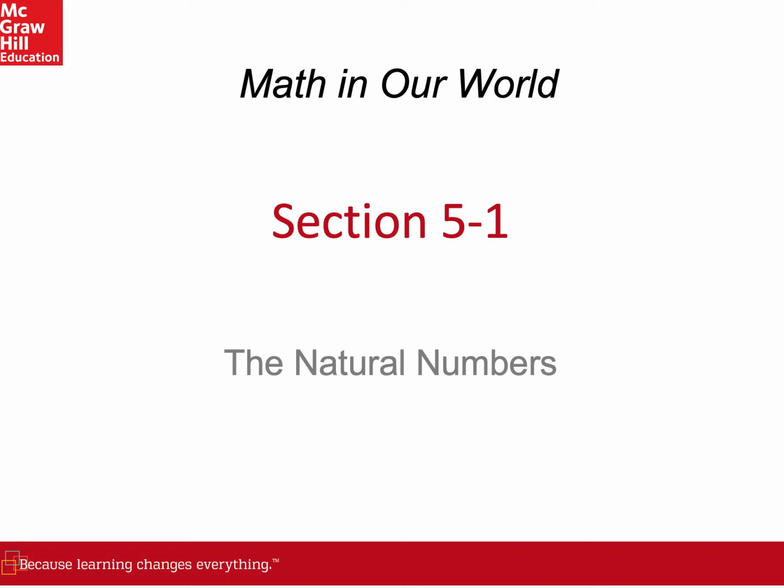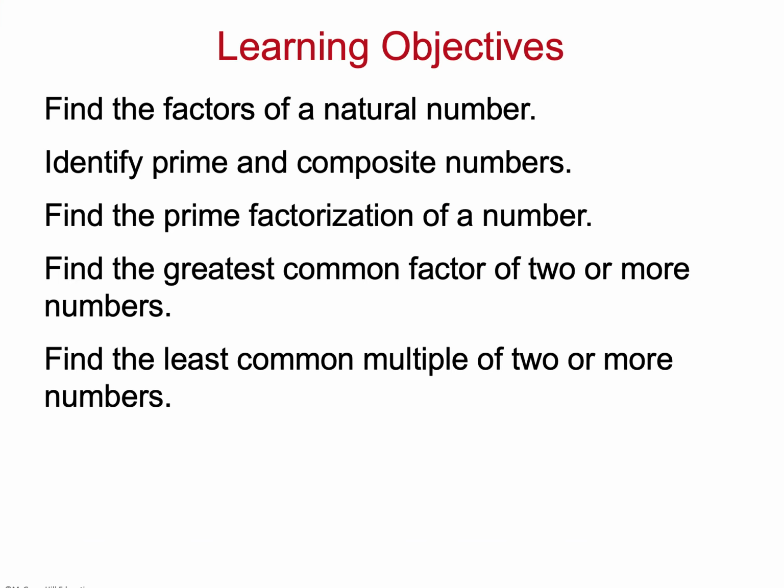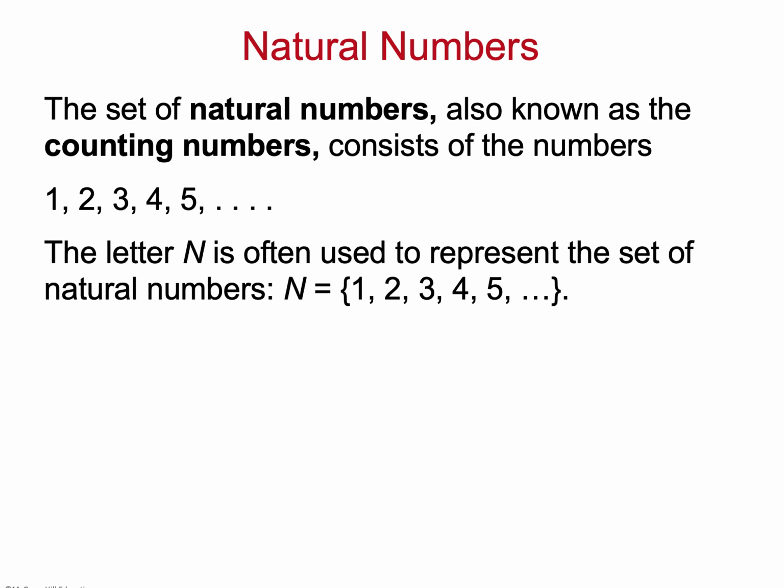It's now time to move on to Chapter 5, Section 1, where we're going to start talking about groups of numbers. So specifically, we're going to look at the factors of natural numbers, identifying prime and composite numbers, finding the prime factorization, finding the greatest common factor, and finding the least common multiple.